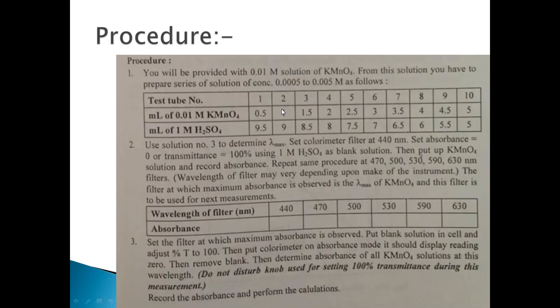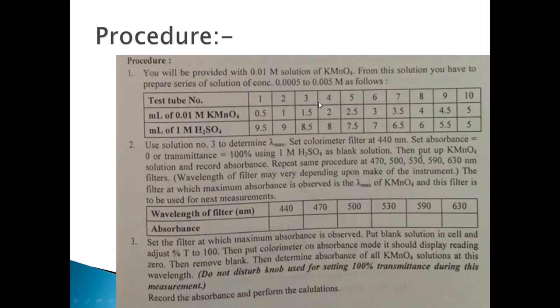Now in the second test tube, take 1 ml of the KMnO4 and add 9 ml of the H2SO4, so the total volume will be 10 ml. According to this, you are going to prepare all the solutions as given in the table. Thus you must have a total of 10 solutions in various test tubes for conducting the experiment. Their concentrations range from 0.0005 to 0.005.